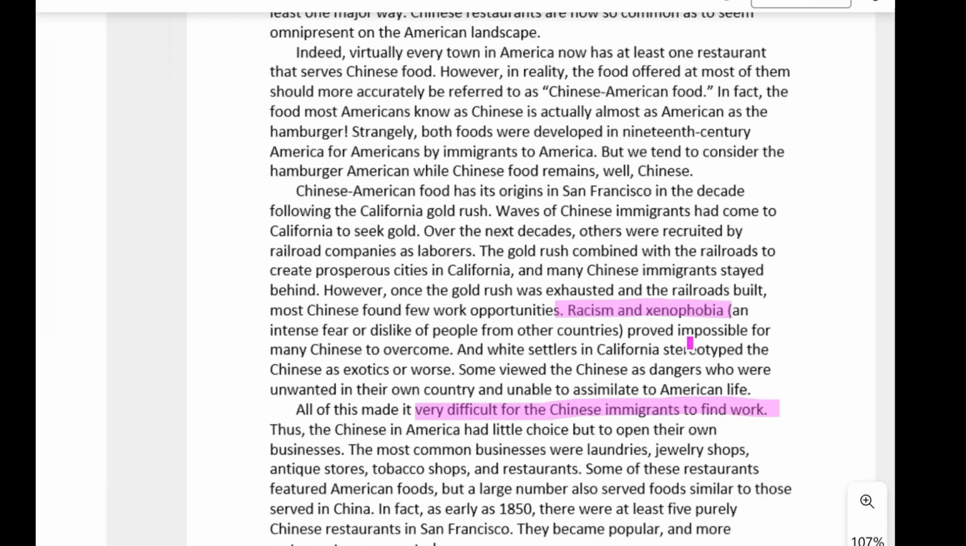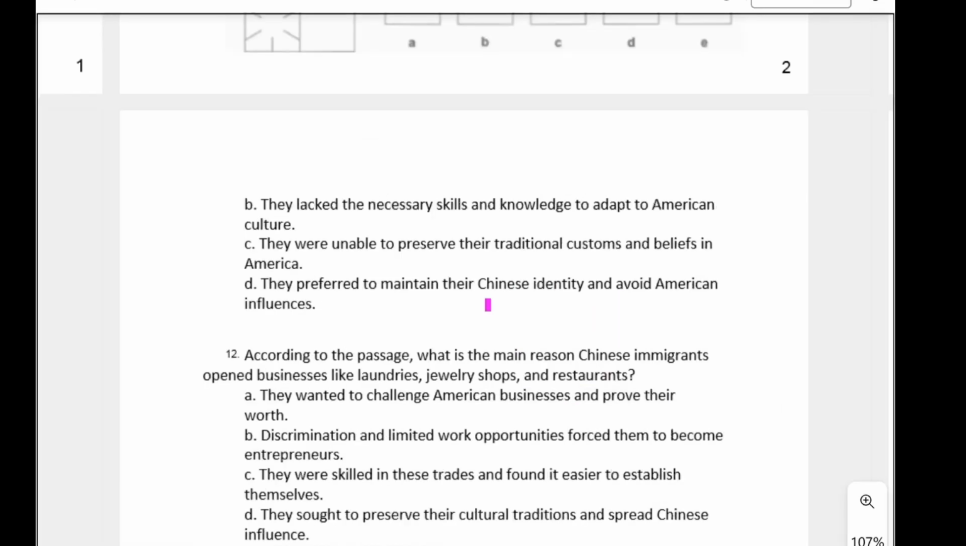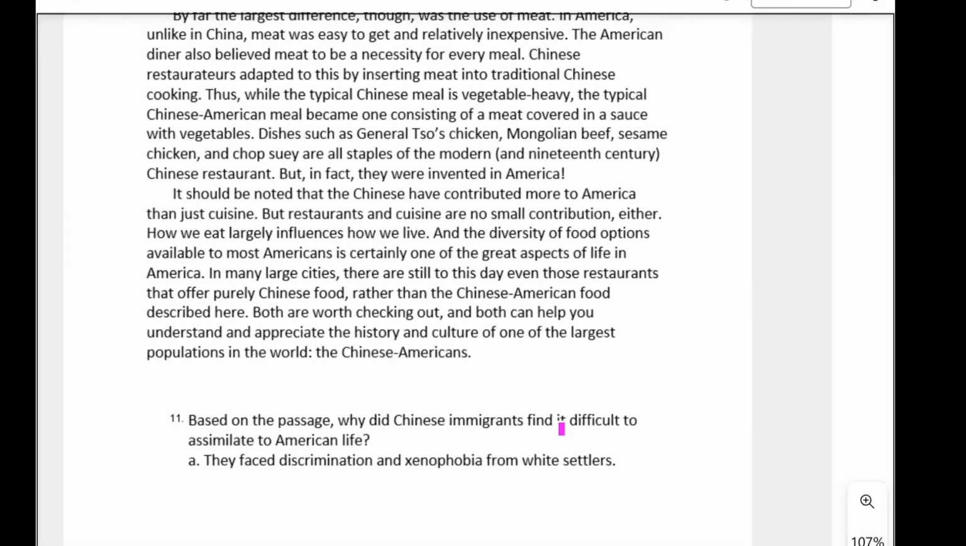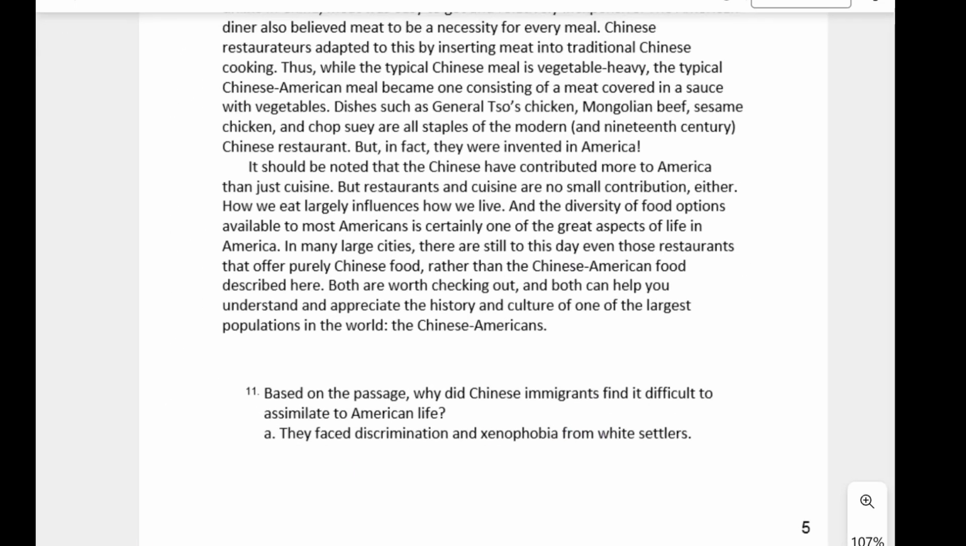One of the options implied a lack of skill. Now, it was not really a lack of skill that's being talked about here, because it's the racism and xenophobia, an intense fear or dislike, that made them unable to work. It doesn't mention that they couldn't do the work, it's just that nobody wanted them to do the work. They did try to assimilate, so one of the options, let's revisit which one. So over here it says that the Chinese preferred to maintain their Chinese identity. However, the text implies that they tried to work, it was just the racism that didn't allow them to. So by crossing out the other options, we can choose A as our answer.